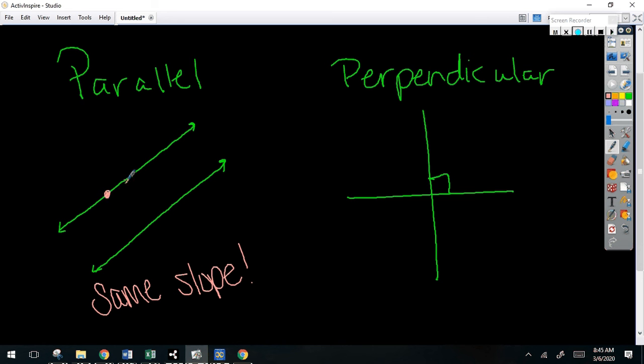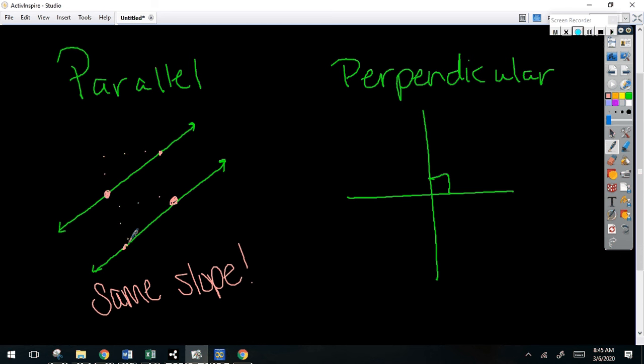If this had, let's say, a slope of 2 over 3, I go up 2 over 1, 2, 3. This one's going to go up 1, 2 and over 1, 2, 3. They're never going to touch. They're always going to be moving up and over the same amount, so they're never going to touch. Okay?